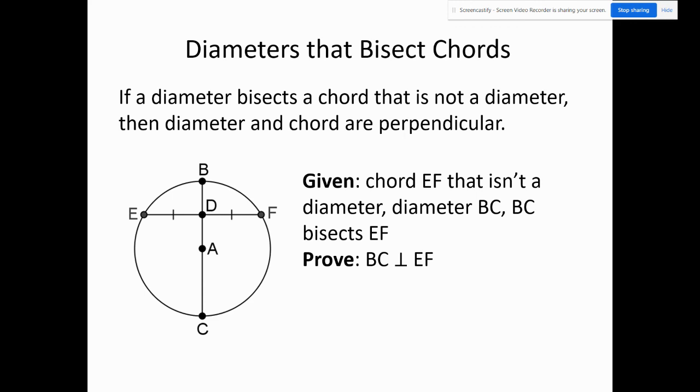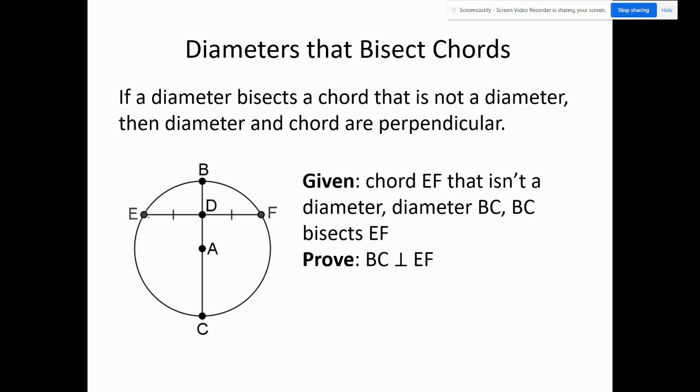Here's a nice result. And this does come up explicitly in a number of myriad problems. So let's say that we have a diameter. In this diagram, diameter BC. Let us say that it passes through the midpoint of a chord that is itself not also a diameter. Okay. So in this case, the diameter BC passes through the midpoint D of chord EF. It will follow that the diameter is perpendicular to the chord. Okay. So the simple compressed version of this is that if you have a diameter that bisects a chord, it's also perpendicular to that chord.